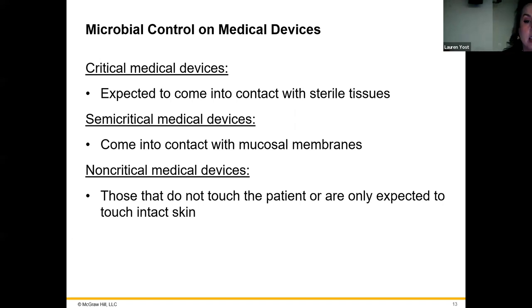Non-critical medical devices are things that don't touch the patient, or they only touch the patient's intact skin. So here we're talking about electrodes and leads that would be clipping onto the electrodes, surfaces the patient might be touching, or that you might be touching as a healthcare professional. All of that is non-critical.